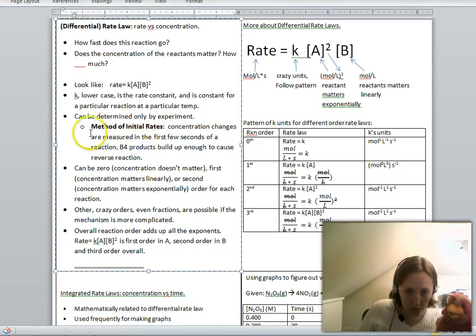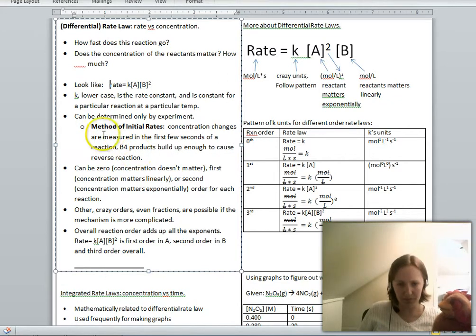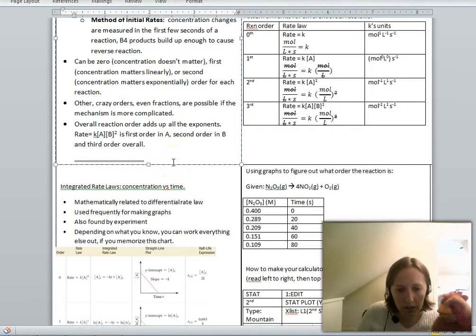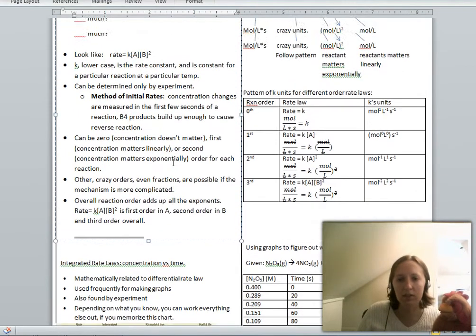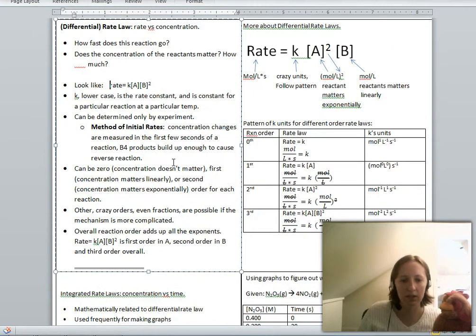But we are going to learn how to do a method of initial rates type of problem. And the concept of the method of initial rates problems is this. Let me show you. I think all I have is the back. We can do this. I'll flip over and do that problem after we talk about this.